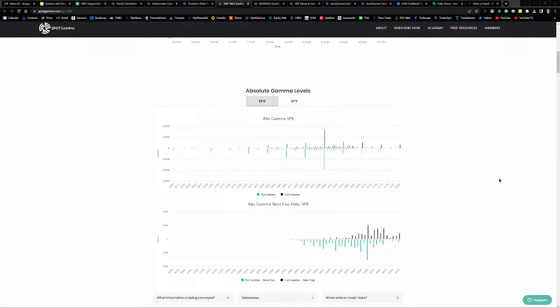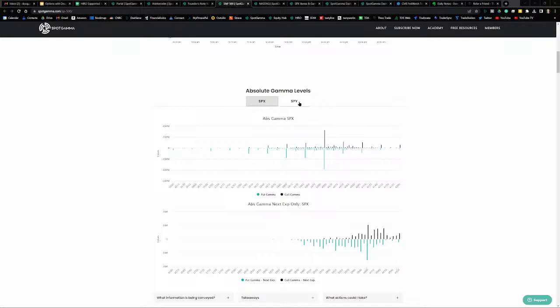And notice here the predominance of put gamma below the 4,000 level. I forgot to mention that what I'm looking at here is the zero line, and above that line is positive gamma or call gamma, shown by the black bars, and put gamma or negative gamma below that line, shown with the teal bars, and this is market maker's position.